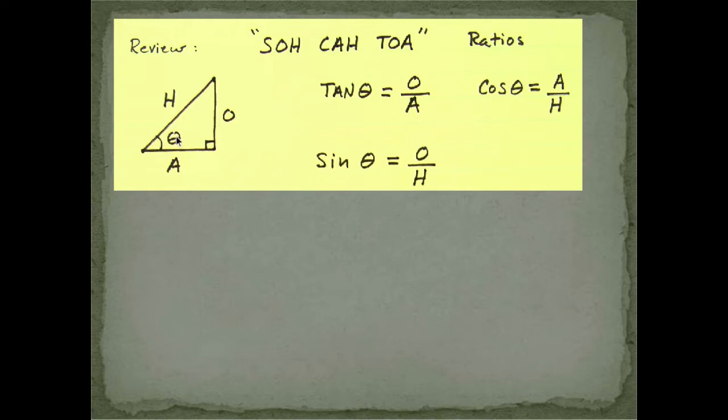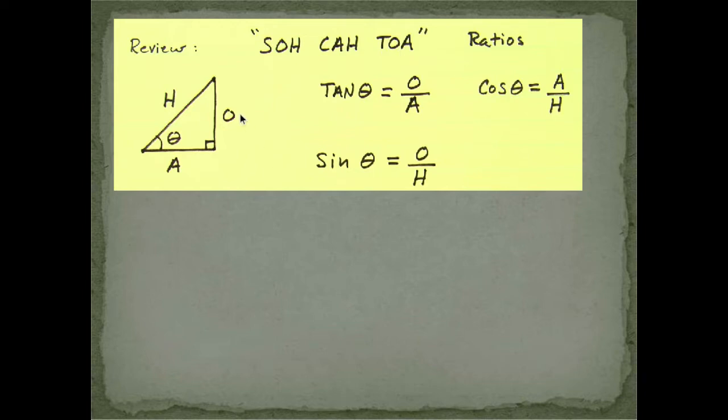Remember, the tangent of the angle is equal to the opposite side from the angle over the adjacent side. It's that ratio. The cosine is the adjacent over the hypotenuse. And the sine is the opposite over the hypotenuse. You should review these ratios. And if you remember SOHCAHTOA: sine, opposite over hypotenuse; cosine, adjacent over hypotenuse; tangent, opposite over adjacent.